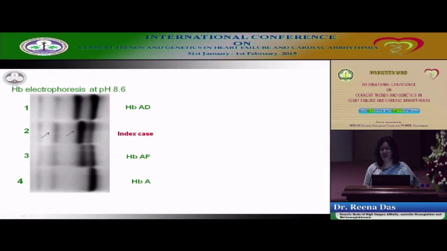And when we did the hemoglobin electrophoresis, we found that the index case showed a slower moving band between the adult hemoglobin and the fetal hemoglobin. And in addition, the hemoglobin A2 was higher.